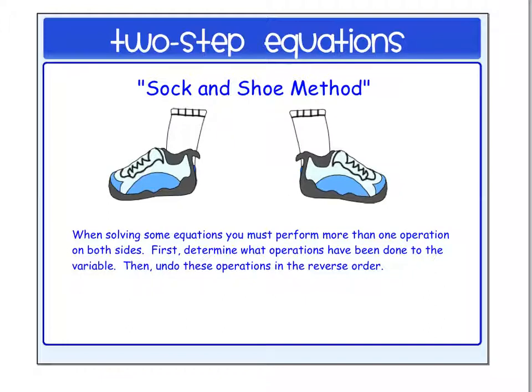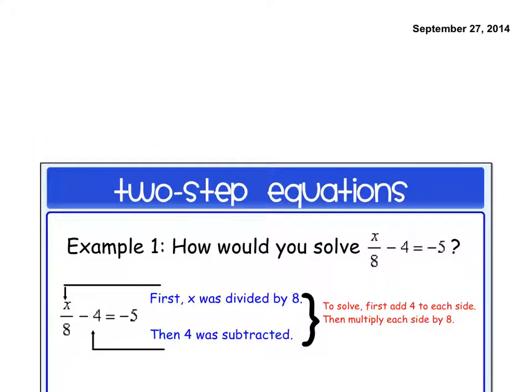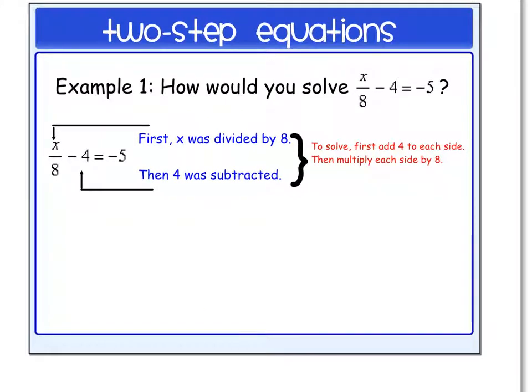Just like we put on our socks and then our shoes, in order to take them off, we have to take them off in the reversed order. So for the first example, you're going to notice that I have a couple different things here. The first thing that would happen with the order of operations is we would do our division, x divided by 8, then we would subtract 4 to get our answer.